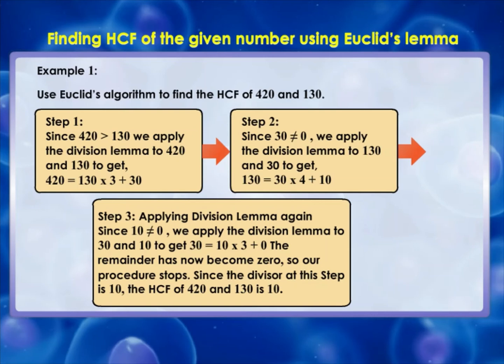The remainder has now become 0, so our procedure stops. Since the divisor at this step is 10, the HCF of 420 and 130 is 10.